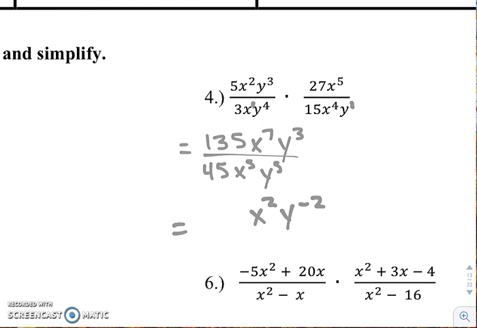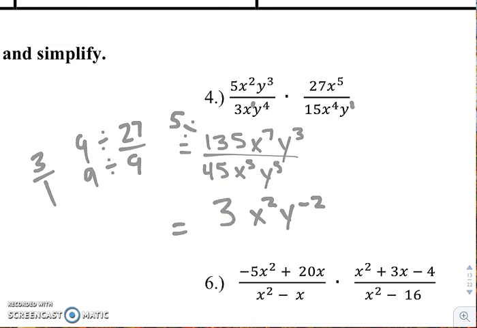135 divided by 5, I don't know that one off the top of my head either, would give you 27. So if we divide both of them by 5, we get 27 and 45 divided by 5 is 9. Looking at that fraction, I can also see that 27 and 9 are divisible by 9. Or maybe you just know that 27 divided by 9 is 3. This would give you 3 over 1.